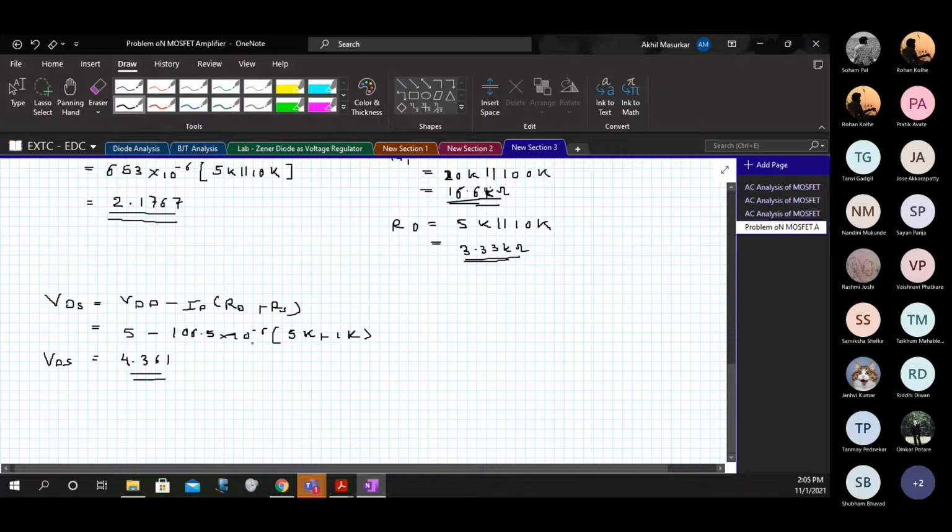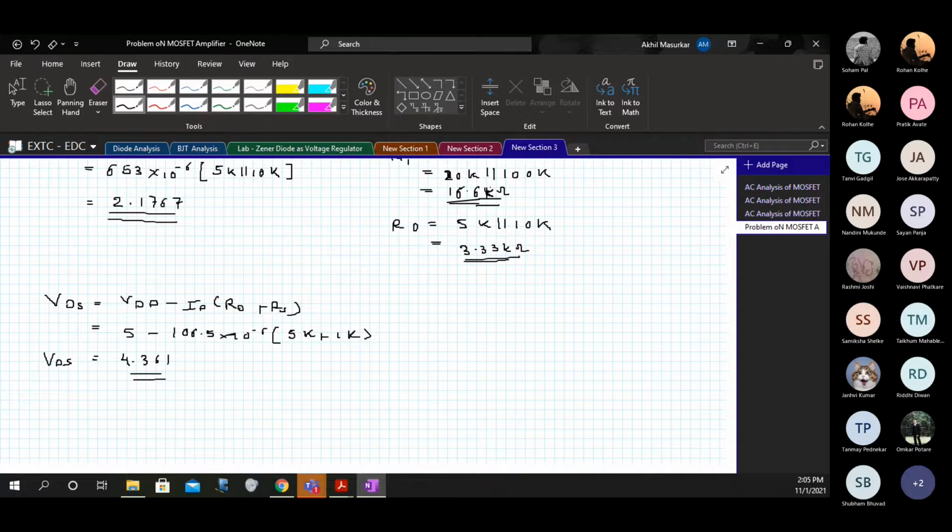Now we will be doing something called the frequency response of the MOSFETs. Frequency response means how the amplifier behaves for a certain frequency. So many times the response gets affected at very low frequencies and very high frequencies.